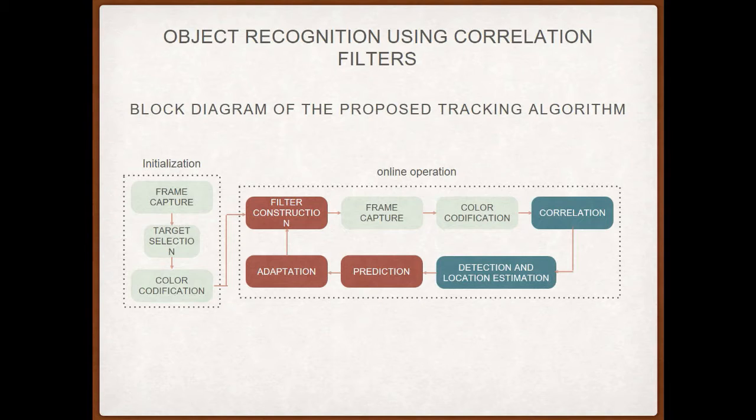Then after a few frames, we can perform a prediction, and then we adapt the filter for this new information, and this loop is continued for each coming frame of the scene.